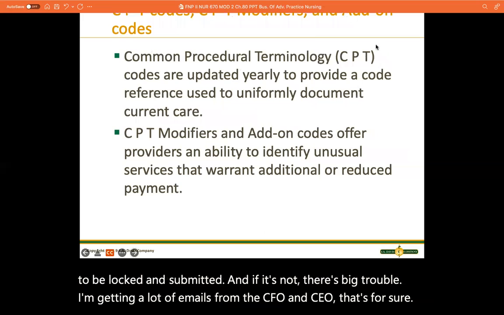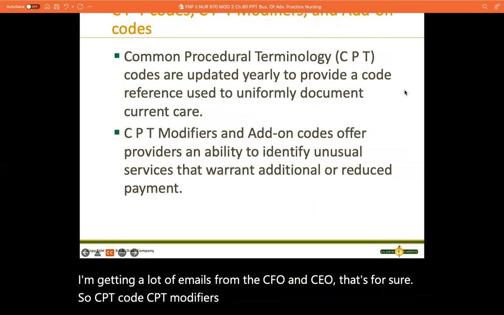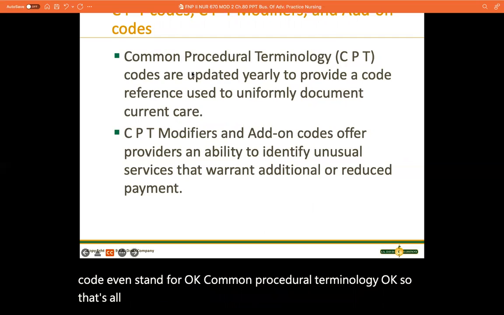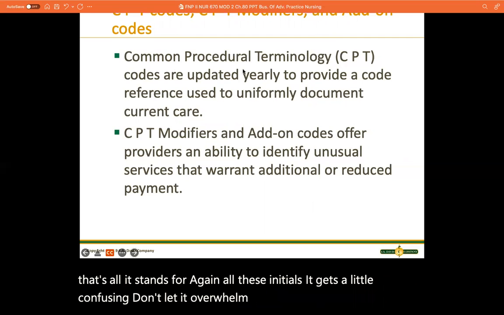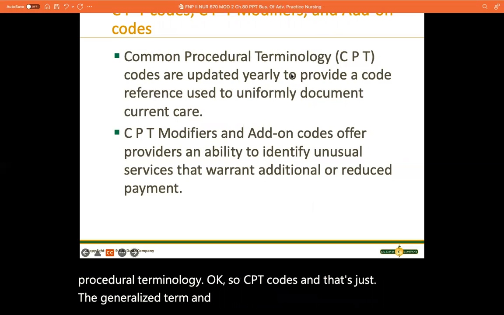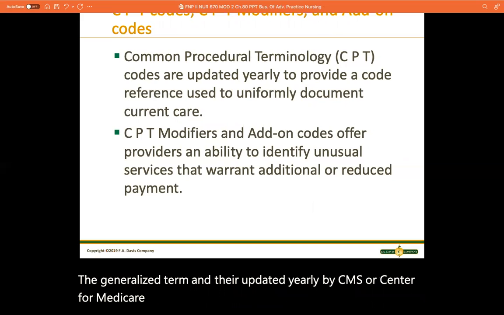Okay, so CPT codes, CPT modifiers, and add-on codes. What does CPT stand for? Current Procedural Terminology. That's all it stands for. Again, with all these initials it gets a little confusing, but don't let it overwhelm you. CPT codes is a generalized term, and they're updated yearly by CMS, or Centers for Medicare and Medicaid Services, to provide a code reference used to uniformly document current care.